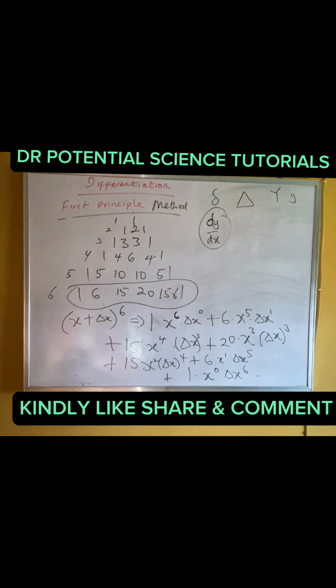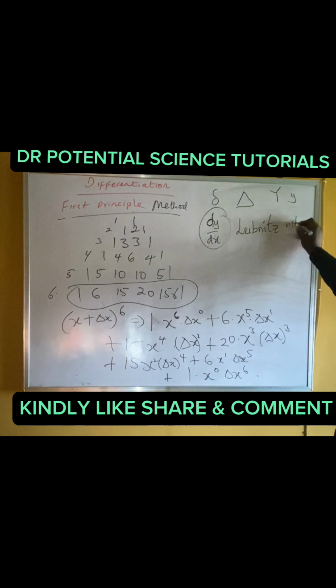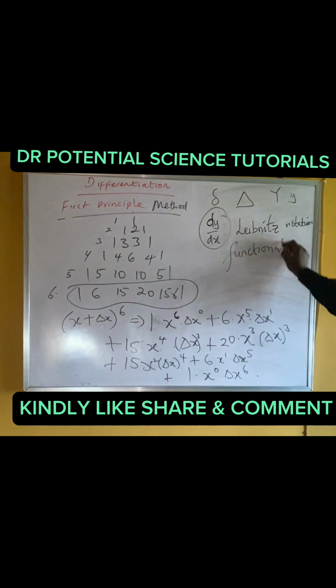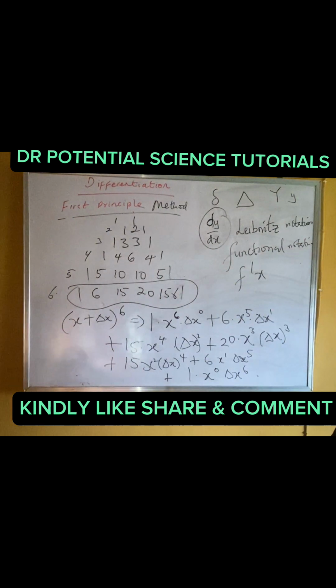Another thing is that this is called the Leibniz notation. Leibniz notation, okay? There's another one we call functional notation. For functional notation, we prefer to write it as f prime x. F prime x means the derivative of the function with respect to x. So if that function is, let's say, y equals 2x plus 1, I'm going to say y prime x equals, if I differentiate this, I'll have 2. So this is what? Functional notation.